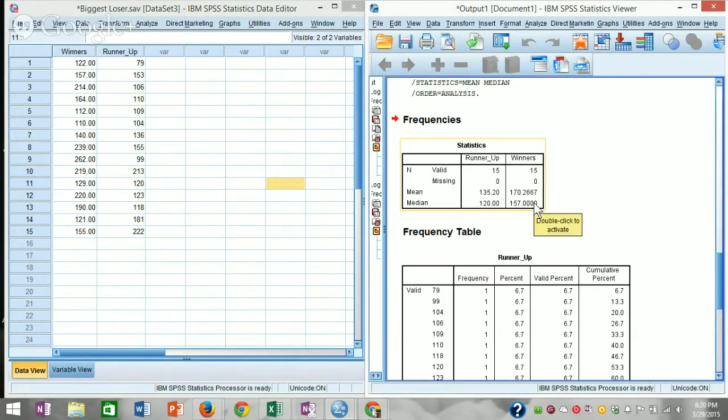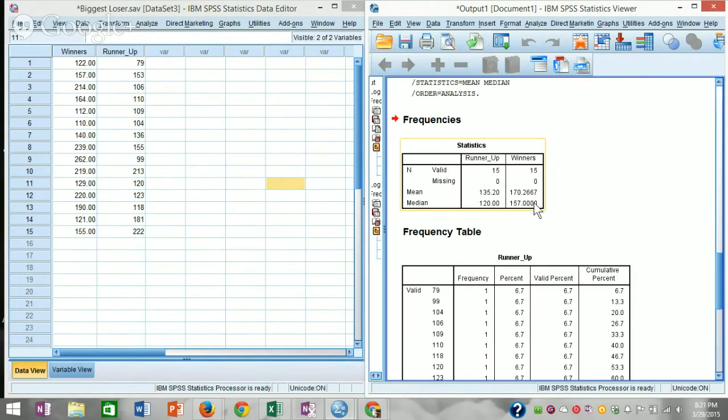The group mean of the 15 data points for runner-ups was 135 pounds, whereas the average for the winners was 170 pounds. Of the 15 runner-ups, the median weight loss was 120 pounds, whereas the winners' median weight loss was 157 pounds. The data set did not have a frequently recurring weight loss poundage for the winners or for the runner-ups. Therefore, the mode was not there.